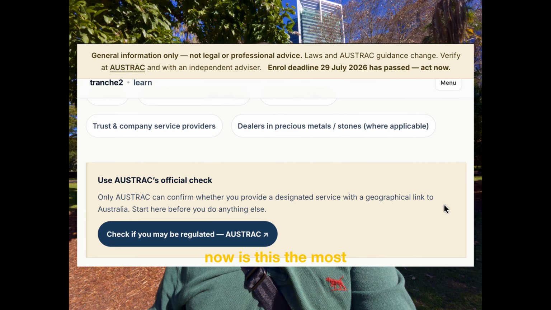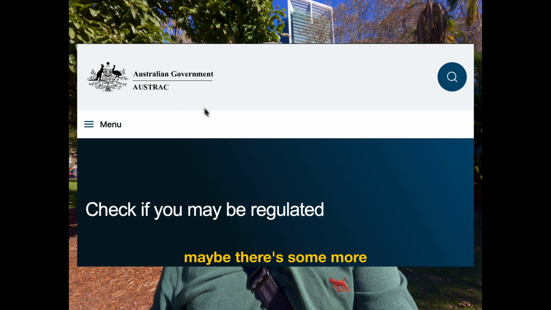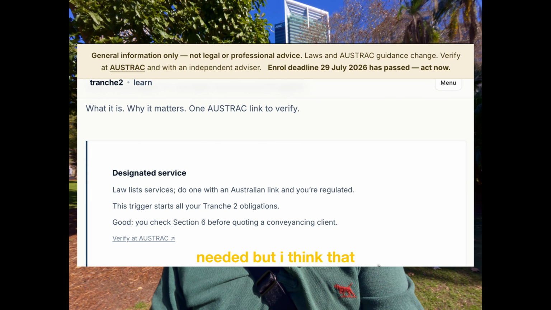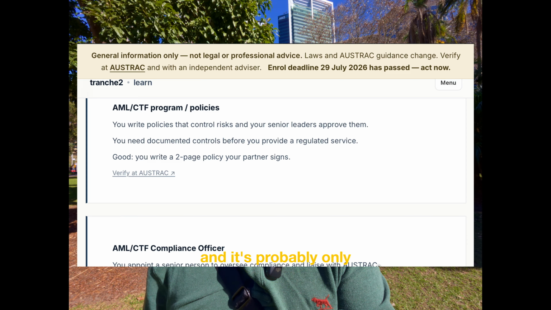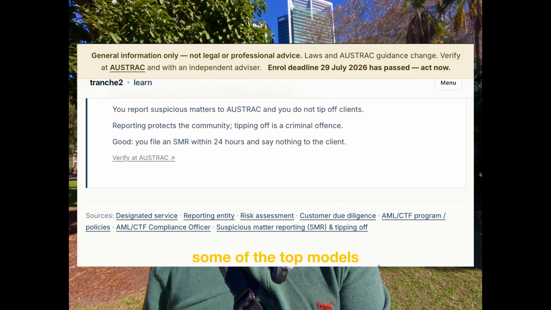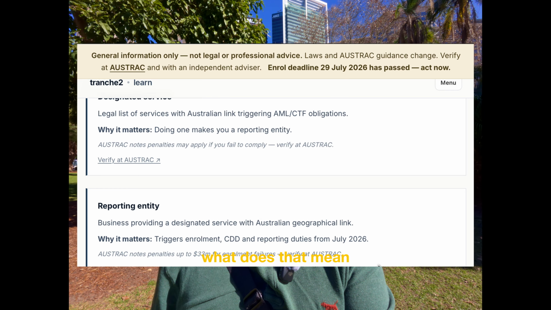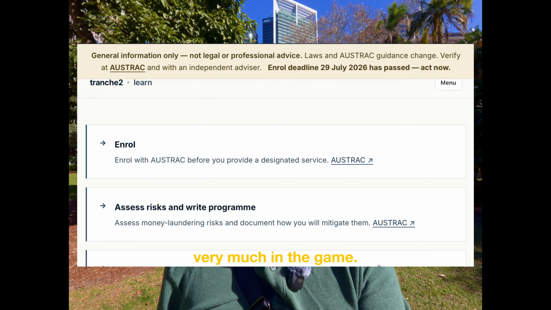Now, is this the most beautiful, amazing thing? No, it's not, and I think maybe there's some more fine-tuning around taste and design that is needed, but I think that it's a reasonable showing, and it's probably only 6 months behind where some of the top models are. And if they're only 6 months behind, then what does that mean for competition in the AI space? I think that Meta is very much in the game.